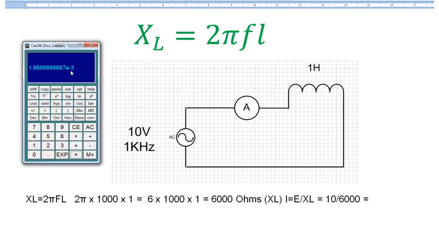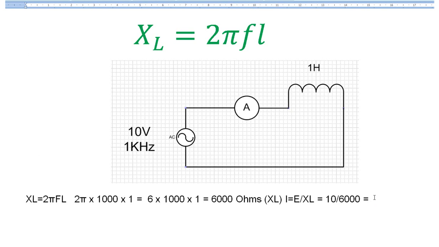That exponent minus 3 is milli. E minus 3 means milli, E minus 6 means micro, E minus 9 means nano, E minus 12 means pico. So the current flowing in this circuit is 1.66 recurring, and it's milliamperes. You won't have to do that. I just wanted to show you how inductance controls the circuit current.